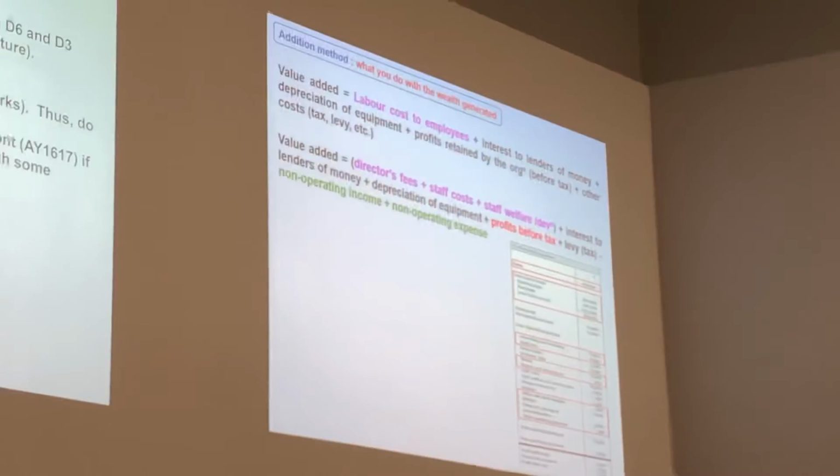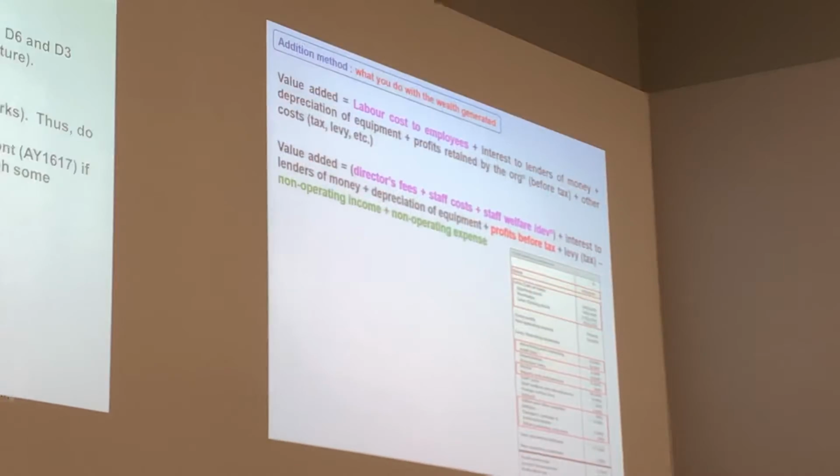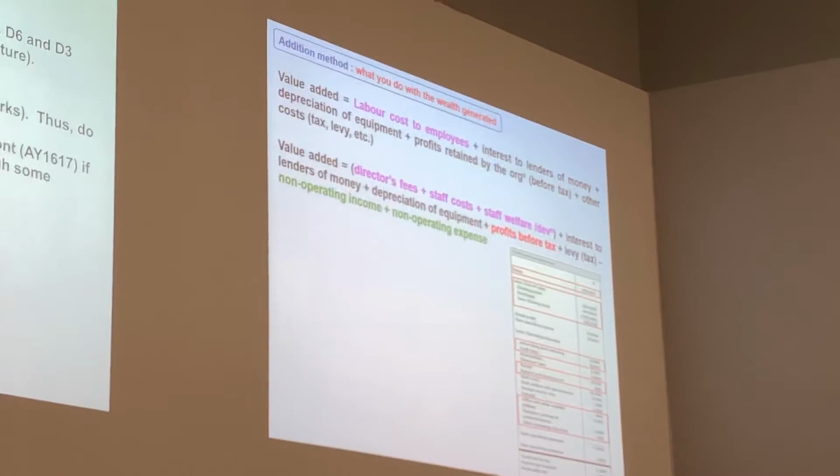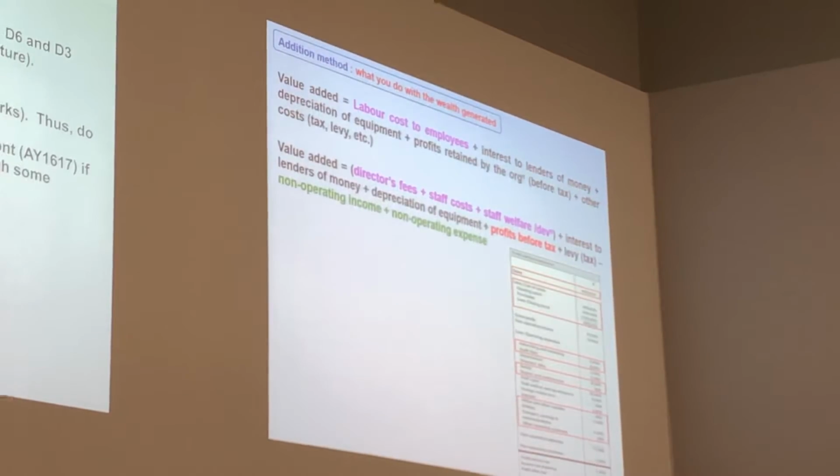Now, labor cost can include all these things: staff cost, welfare, director fee, and so on. Now, you must take note of this thing: profit before tax. Where's profit before tax, guys? Is this here? All right. Now, if you notice, profit before tax is the net.